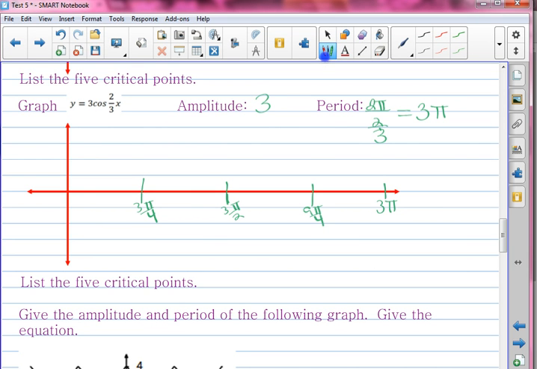Okay, your amplitude is 3. And cosine graphs always start on the y-axis. So I start up here. I go down. And it looks like that. Then I would list the 5 critical points, but I think you can do that by now.